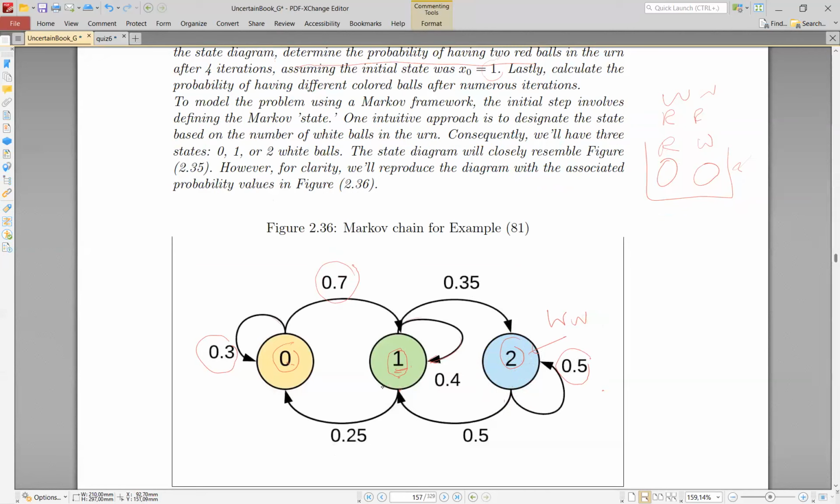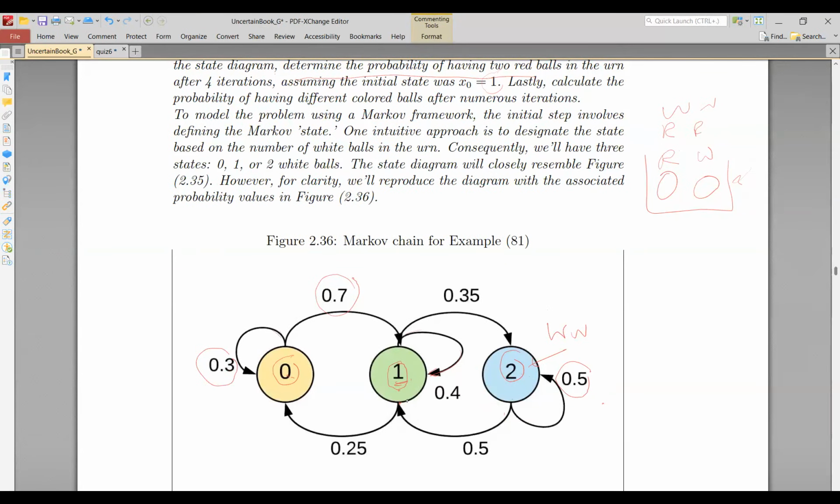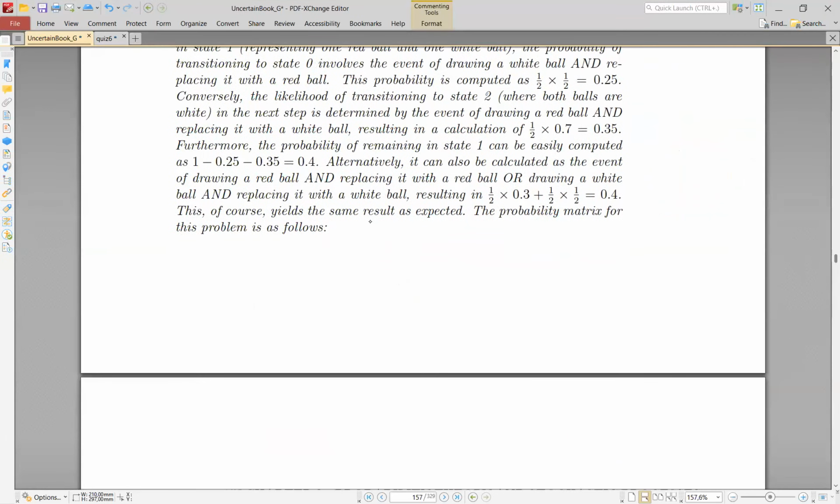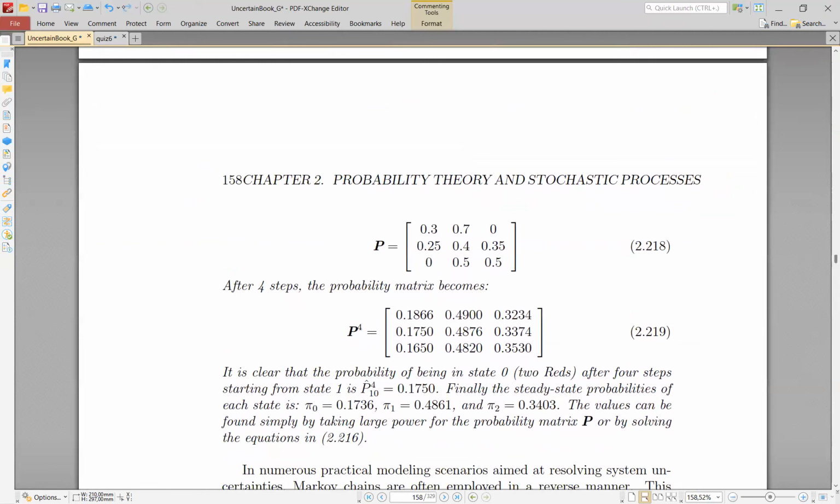Now, when you read the text, you will find the details of how to calculate all these numbers, and you can see that all the details are given. But finally, I come up with this matrix. This is called the transition matrix of this problem. And if you take the 4 iterations, it means that you repeat this process 4 times. You will get this matrix now.